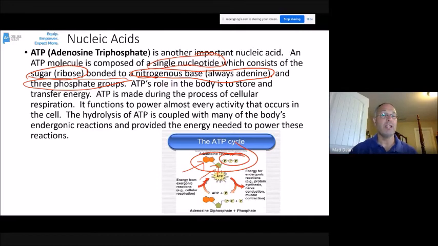ATP's role in the body is to store and transfer energy. You can think of ATP like your body's battery. It's what most of your body's chemical reactions run on. It's made during the process of cellular respiration.